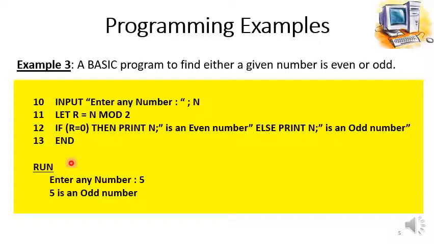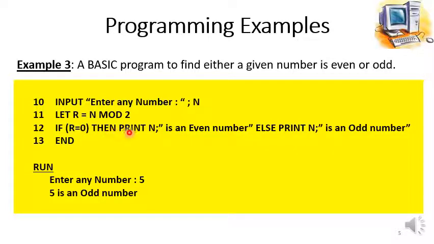When we run this program, first it will display the message enter any number. This is just because of this input statement. Let's say the number that we are providing here is 5, that is the value of n is 5. So here when we are dividing 5 by 2, then obviously the remainder is 1, so the value of r is 1. And when the condition is evaluated here, if r is equal to 0, this condition is false because the value of r is 1. 1 is equal to 0, that is false.